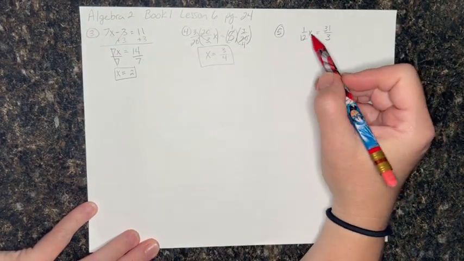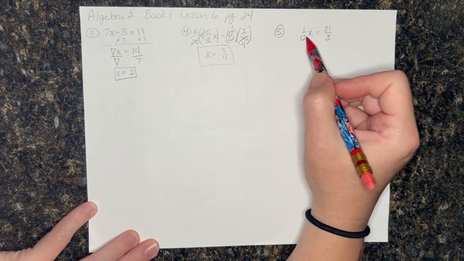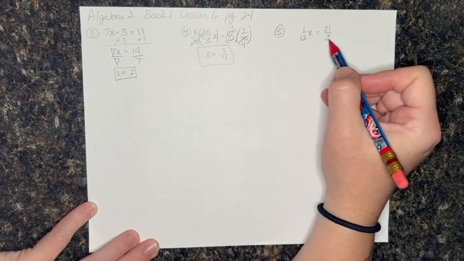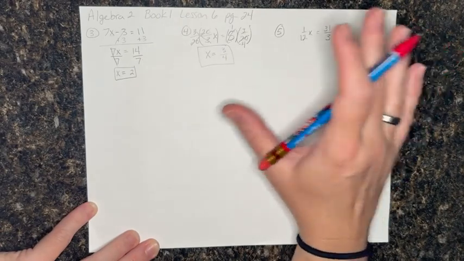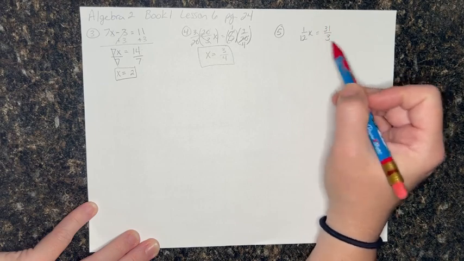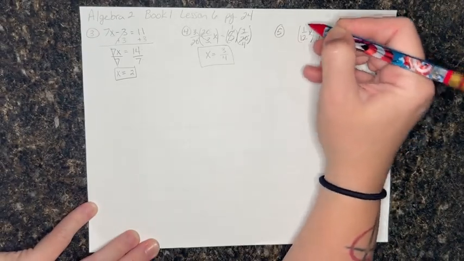All right, number 5. 1 over 12x is equal to 31 over 3. Because these two things are equal, there's one term on this side and one term on that side, just like we had on number 4. We don't need to find a common denominator, okay? It's only when they had more than one term on one side of the equation that we needed to find a common denominator. So again, in this case, we're just going to multiply by the reciprocal.